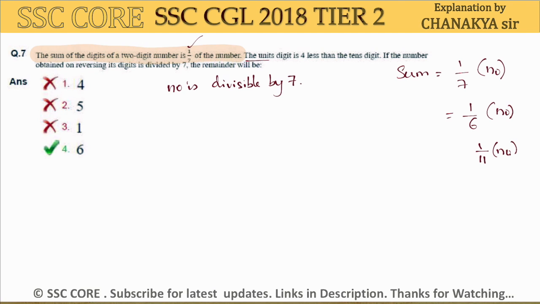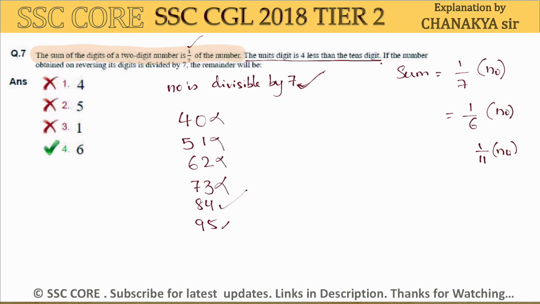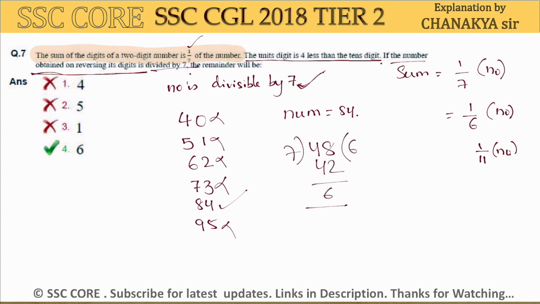And see, the second clue is the unit digit is 4 less than the tens digit. If the unit digit is 4 less than the tens digit, there exist multiple possibilities: 40, 51, 62, 73, 84 and 95. These are the possibilities. And I already told you the number should be divisible by 7. So the number is definitely 84. But here the requirement is not the number. If the number is obtained on reversing its digits, the digits are reversed. Now the number is 48. Divided by 7, 7 6 times 42. Remainder is 6.